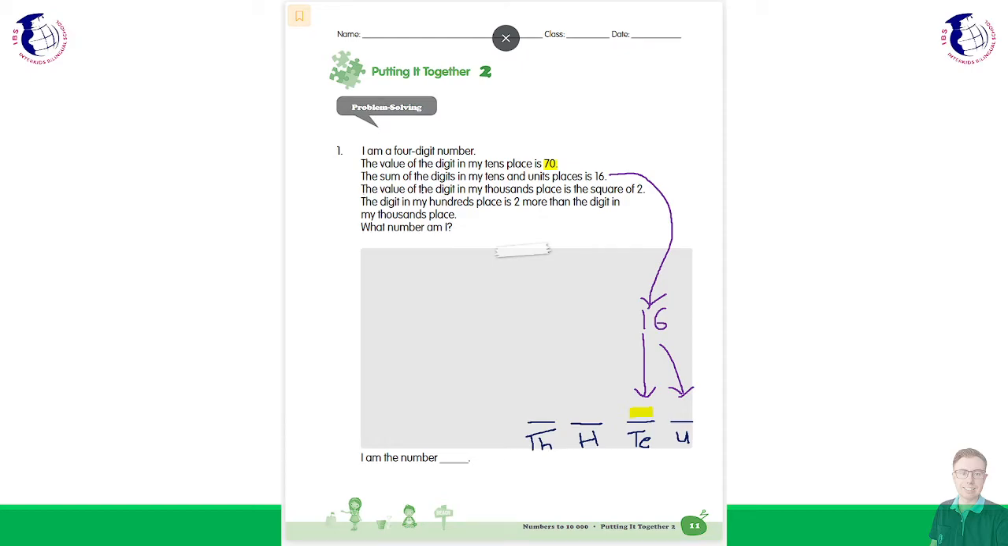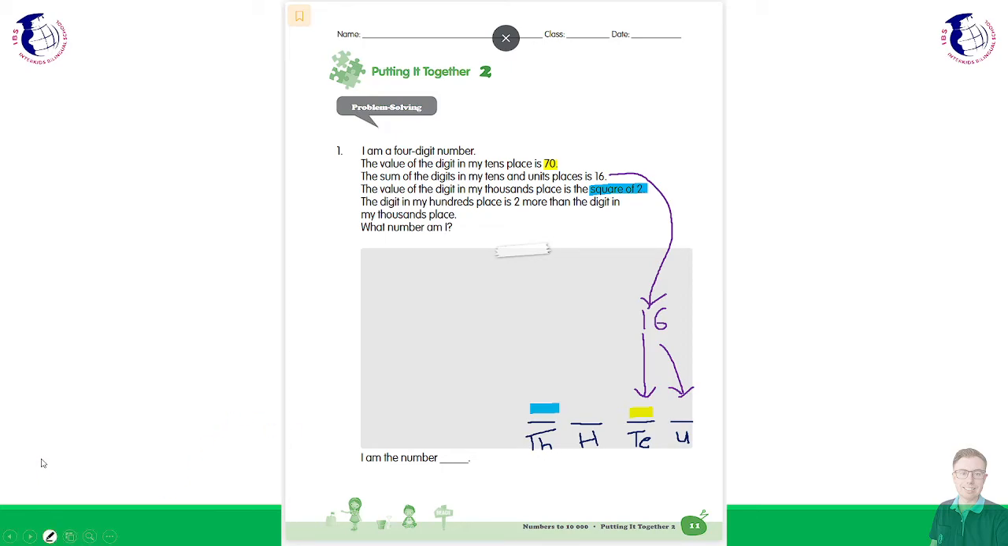Next clue, the value of the digit in my thousands place is the square of 2. So if you remember, the square of a number is just the number multiplied by itself. So you've just got to multiply 2 by itself, and that'll give you the number for the thousands place. Let's highlight that in a different color. We can do that in light blue. So the square of 2 will go in the thousands place over here. So now you're only missing the hundreds place.